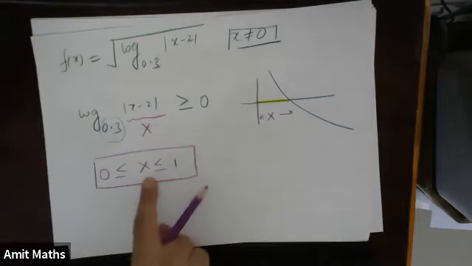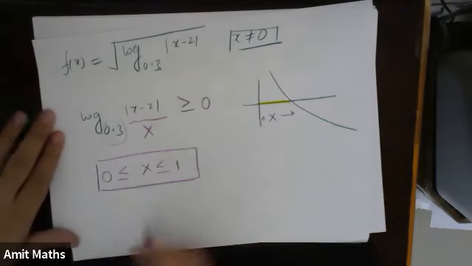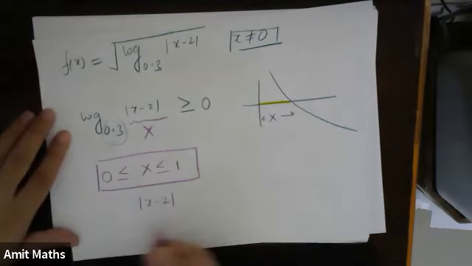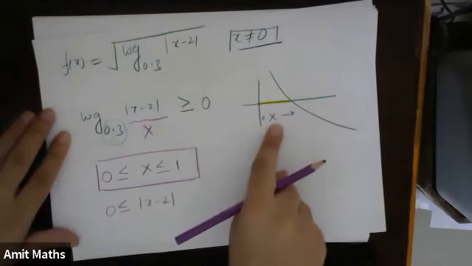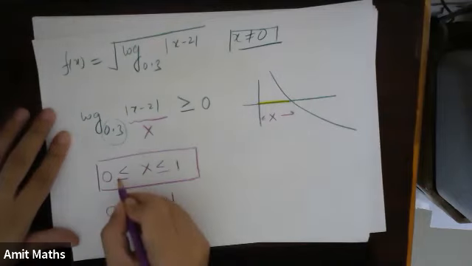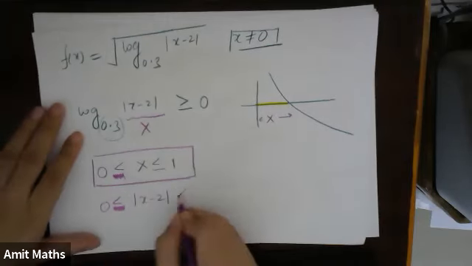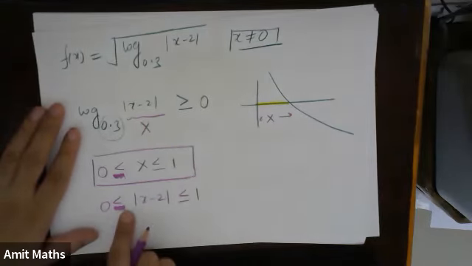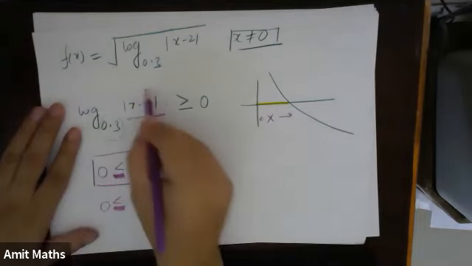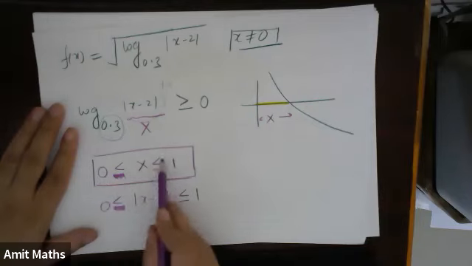Okay. Now I'll substitute the value of capital X as mod of x minus 2. So mod of x minus 2 should be greater than 0 and less than or equal to 1. Why greater than 0 and not greater than or equal to? Because this part cannot be equal to 0. Understood? So capital X should be greater than 0 and less than or equal to 1.